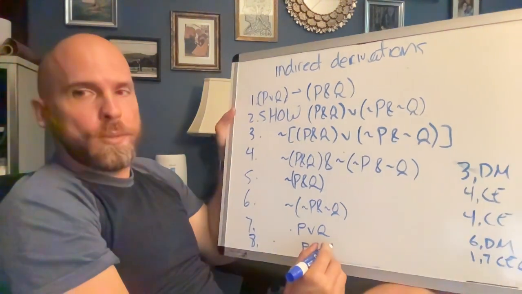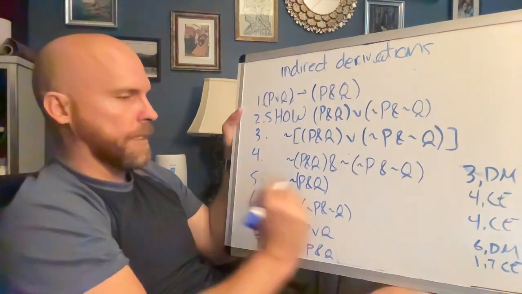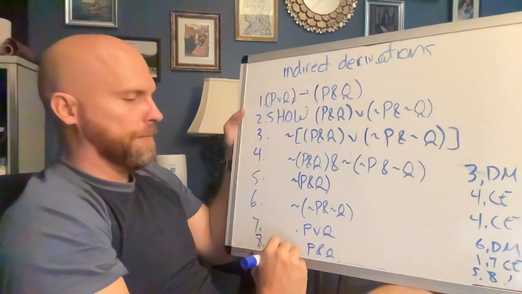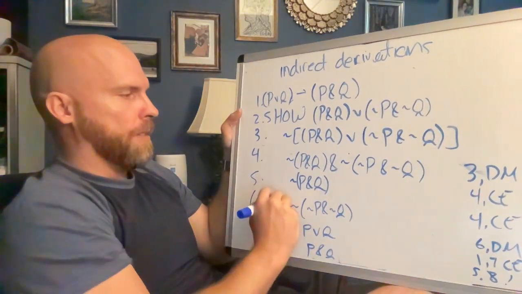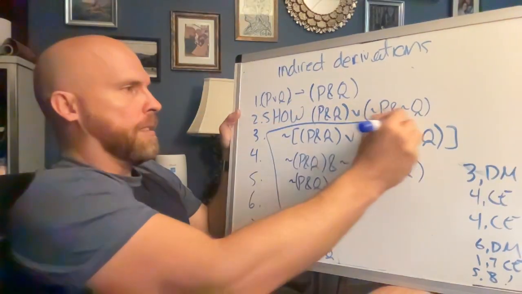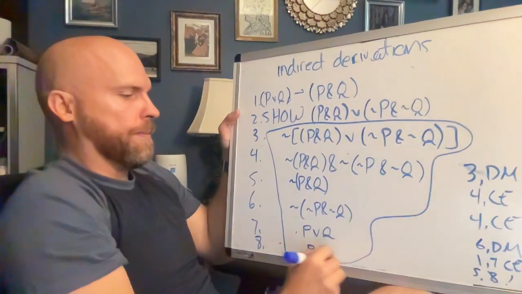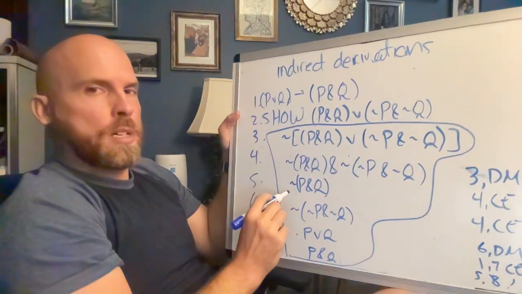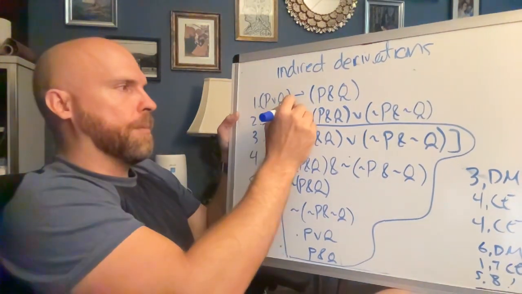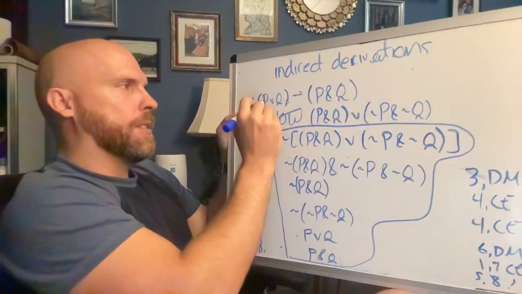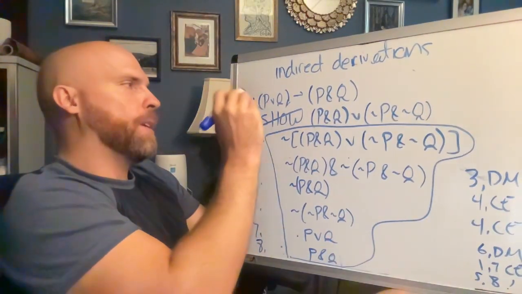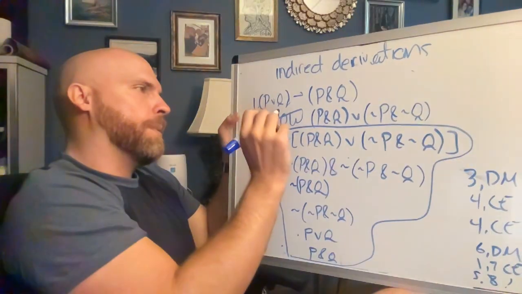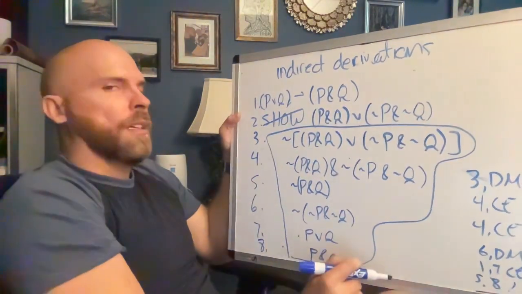Now why is that important? Well, because line 8 is in conflict with line 5. Line 8 and 5, bang. 8 and 5 together are a contradiction. That means I've shown that on the assumption that if P or Q, then P and Q, it follows that P and Q or not P and not Q.